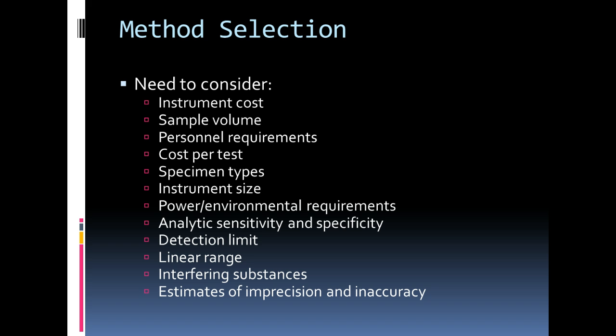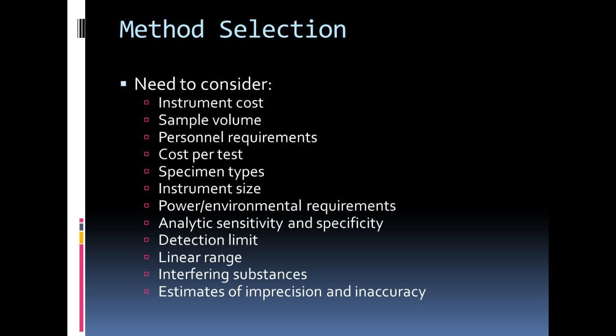When we look at selecting different types of analyzers and methods that we're going to use in the laboratory, we have to look at a lot of different things. Please don't memorize this list. I'll let you know in the next couple slides what's important. You need to consider the cost of it. How many tests can you run on it? The personnel requirements, does it take one person or 10 people to run it? What is the cost per test? What type of specimen do you need? How big is it? Does it fit in the corner of the room? What are your power and environmental requirements? Do you need to plumb it into the plumbing system, or does it have its own containers?